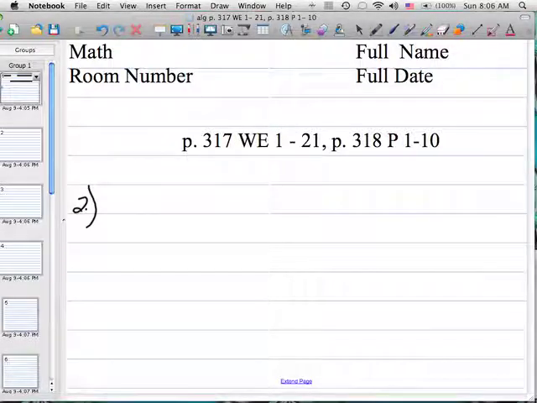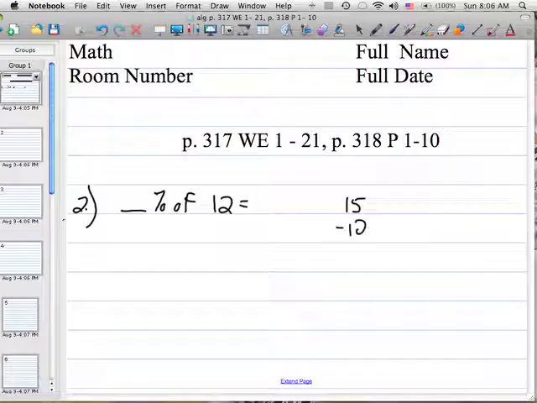We have a record album. The original price was 12, the new price is 15. We want to know the percent of increase. So blank percent of the original amount was 12. And the increase, 15 take away 12, the increase was 3.